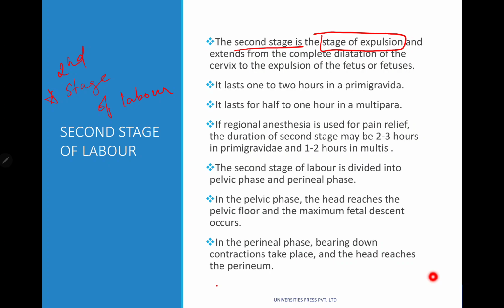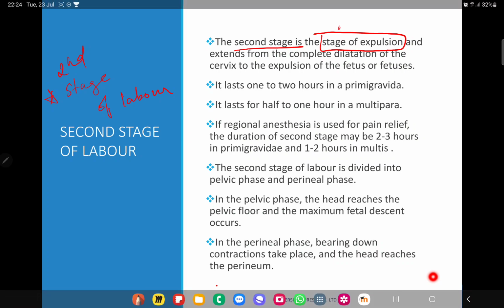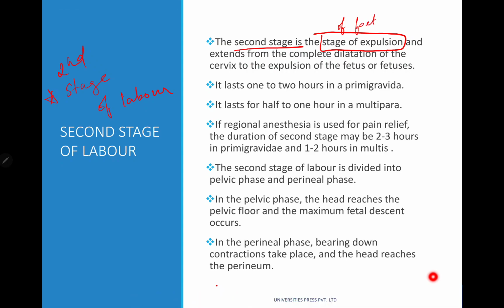Now the cervix is dilated. From the complete dilatation of the cervix to the expulsion of the fetus is the second stage. From the expulsion of the fetus to the expulsion of the placenta is the third stage, and the fourth stage is just observation. So the second stage is the stage of expulsion of the fetus, extending from complete dilatation to expulsion of the fetus.